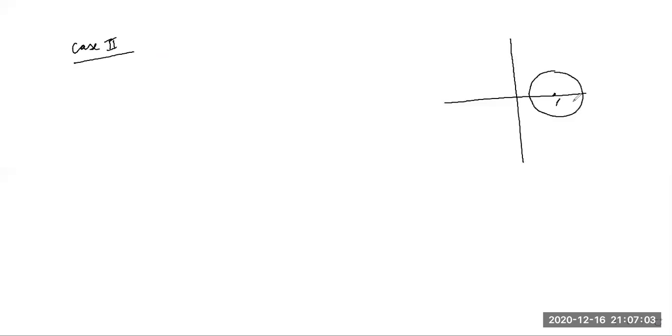Then case 2. What is case 2? When the center lies on x-axis or y-axis. Okay, the center. Now let's say this is my y and x-axis. The center lies on, let's say, x-axis. Now this is the circle. The center lies on x-axis. So what will be the coordinate of center?